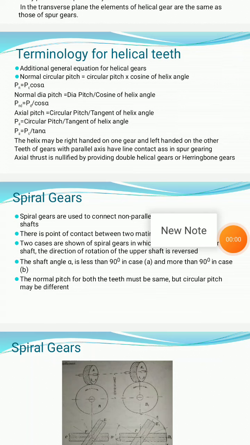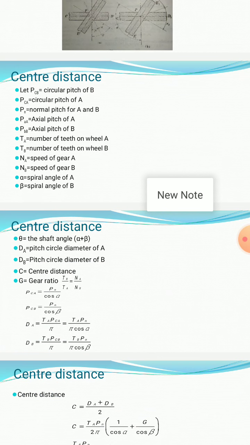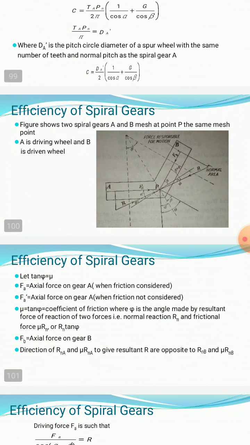All of you. In the last video we discussed the terminology of helical gears and spiral gears, and in spiral gears we also went through some derivations: the center distance between two spiral gears and the efficiency of the spiral gear. Some terms are different from those of spur gears, in helical gears and spiral gears, but the approach to derive the formulas is the same.